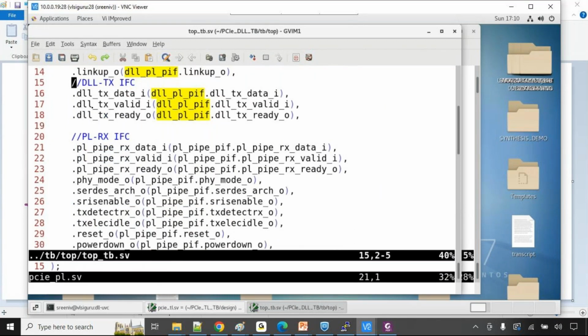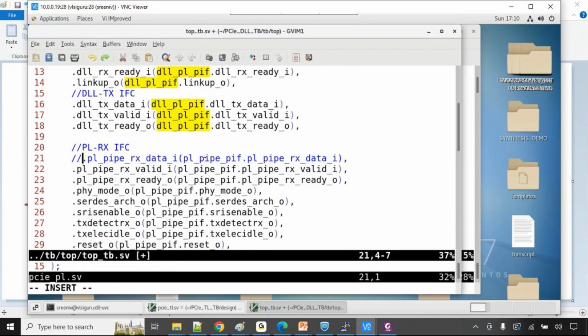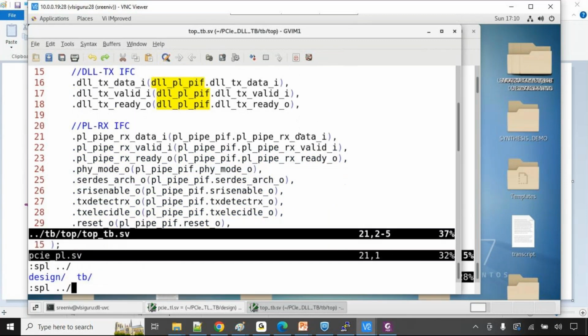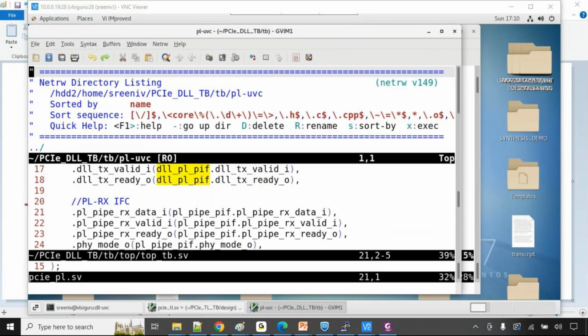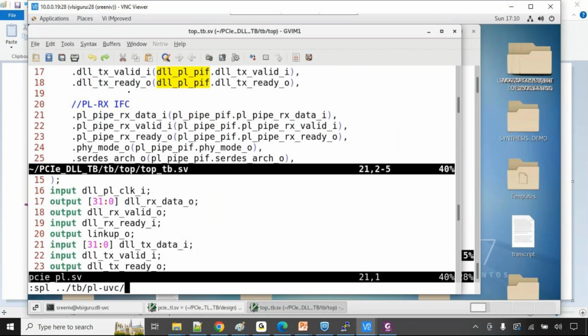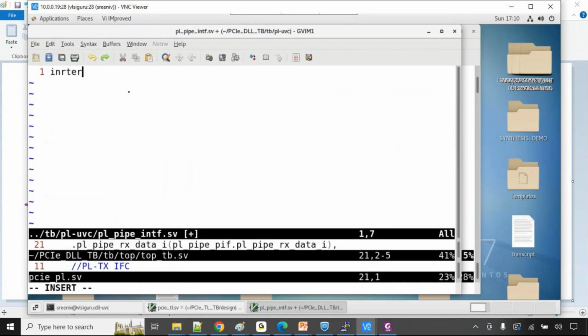Only thing is, I haven't declared this interface, so it's not going to work. So for now, I'm just going to comment out this. When I define this interface, I can just declare it quickly. Let's do it. Testbench, the PL UVC, PL pipe interface, PL pipe interface.sv. So here I'm going to copy, you can declare the interface, PL pipe interface, end interface.